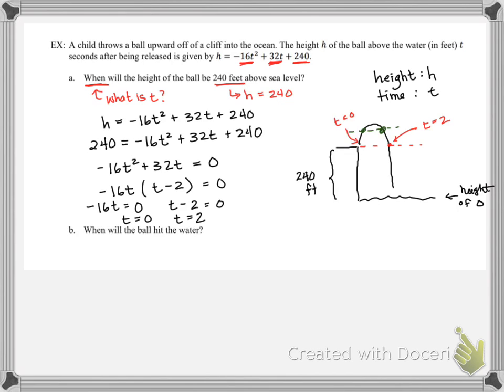So then the next thing we're going to do is find when the ball will hit the water. So how long it takes after he throws it up in the air for it to actually hit the water. So how long he has to run down to retrieve his ball before it floats away. So they're asking for t here, just like before. So what is t? And if they're asking me what t is, that means that they have to give me h. What is h in this situation?